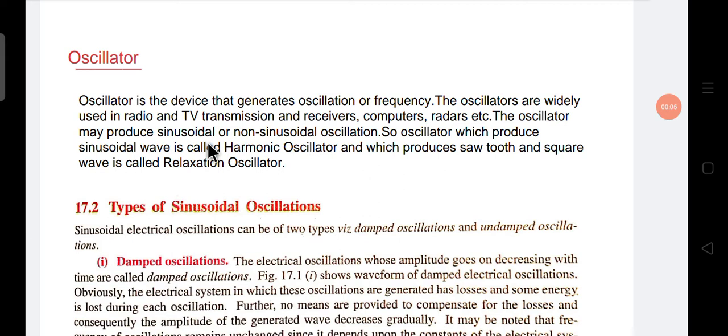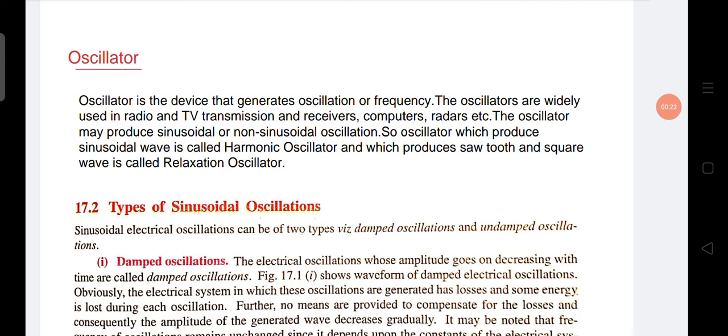In today's class, we are going to discuss the oscillator. Now, what is an oscillator? An oscillator is a device that generates oscillation. Oscillation means vibration.